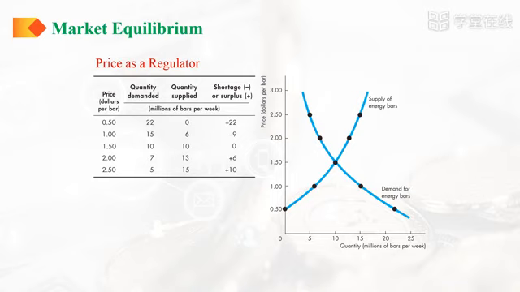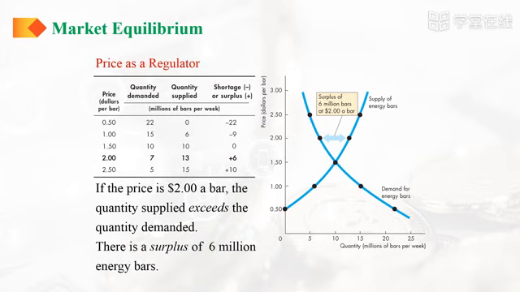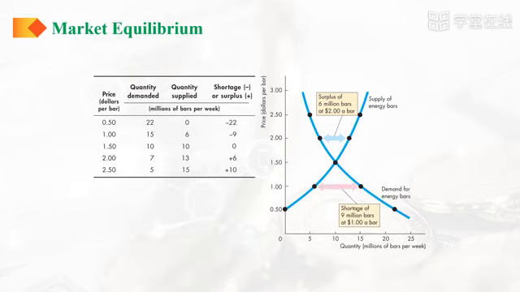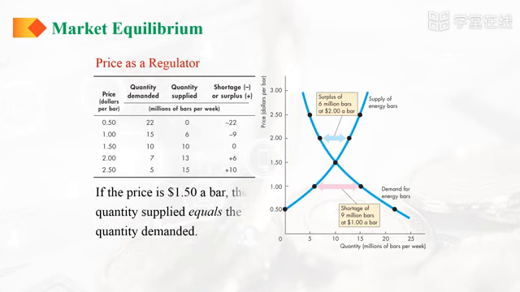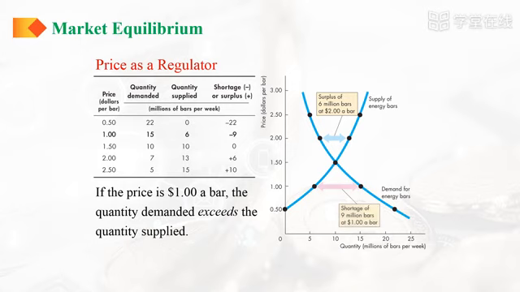At each price above $1.50 a bar, there is a surplus of bars. For example, at $2 a bar, the surplus is 6 million bars a week, as shown by the blue arrow. At each price below $1.50 a bar, there is a shortage of bars. For example, at $1 a bar, the shortage is 9 million bars a week, as shown by the red arrow.